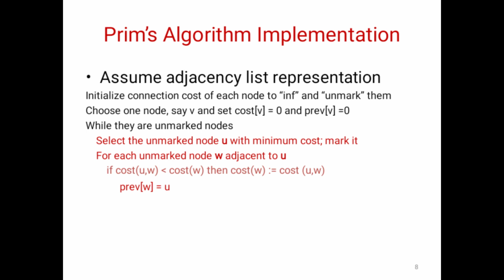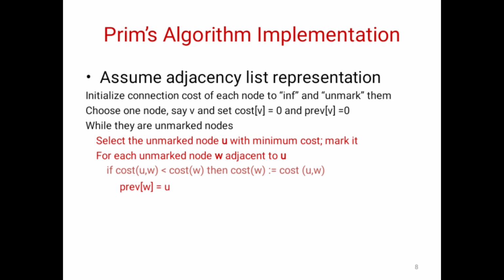Prim's algorithm implementation. Here we are assuming adjacency list representation. Initialize the connection cost of each node to infinity and unmark them, and choose one node, say V, and set cost of V equal to 0 and previous of V equal to 0.